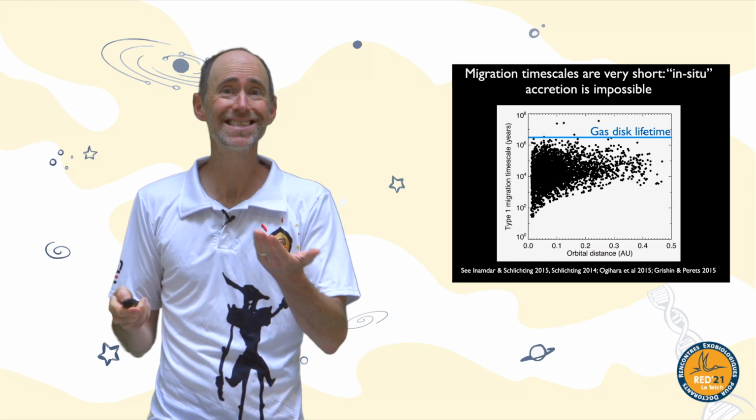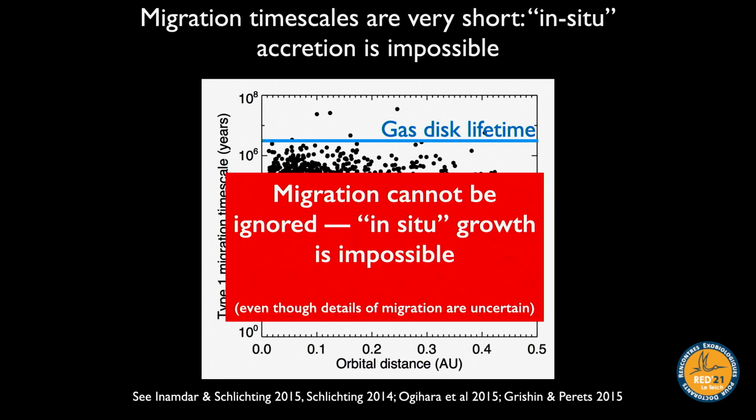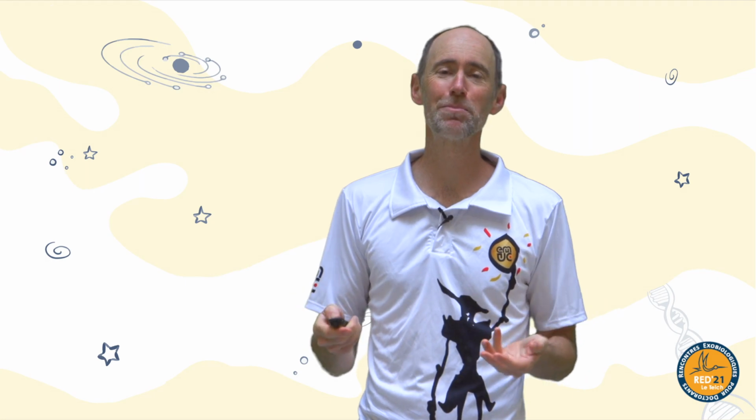Right? So in situ by itself just doesn't make sense. All right? Boom. Sorry, in situ growth is impossible. You have to include migration within the story. It has to be a part of the story, and you get to decide how big a part, but it has to be part of the story.